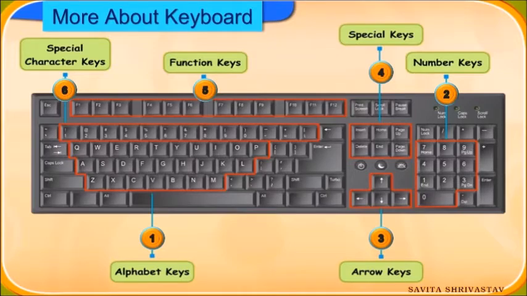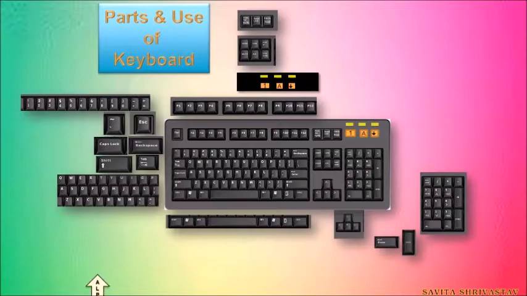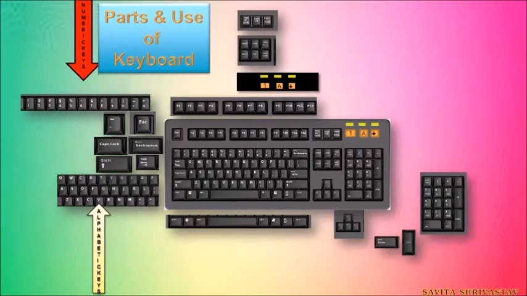There are 6 different sets of keys on the keyboard which are used for different functions. First one is alphabet keys, second is number keys, third is arrow keys, fourth is special keys, fifth is function keys and sixth is special character keys. Now let us learn the parts of the keyboard. Alphabetic keys are used to type the alphabet A to Z, small and capital. Numeric keys are on the second row of the keyboard along with the characters.